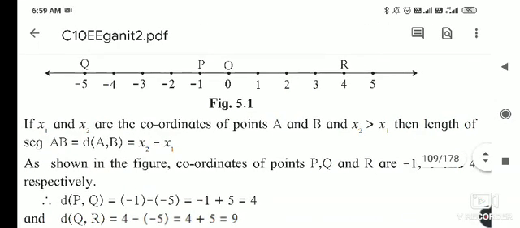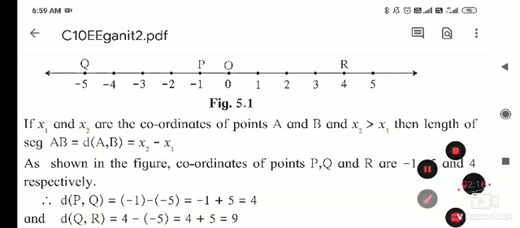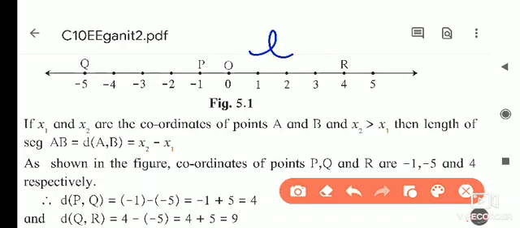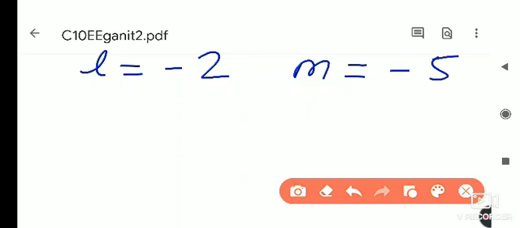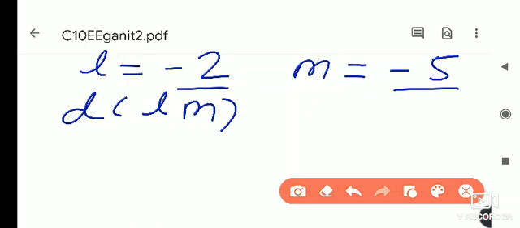Again, suppose the number line is not there, and the coordinate of L is -2 and the coordinate of M is -5. Here some students are getting confused. When we have to find the distance between two points, we have to identify which is the bigger number: is -2 bigger or is -5 bigger? If we compare 5 and 2, 5 is bigger, but when the numbers are negative, the smaller number is greater than the bigger one. That we have to keep in mind.